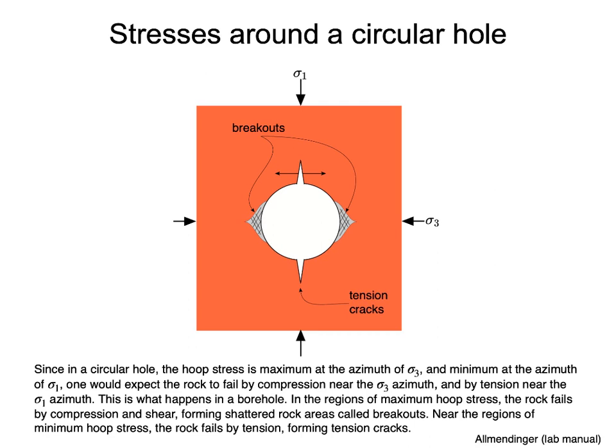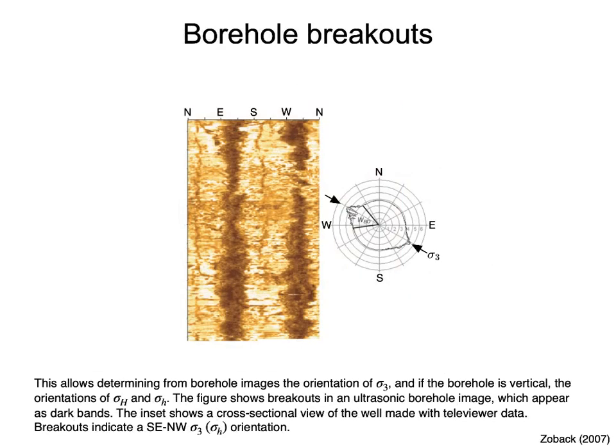Near the regions of minimum hoop stress, the rock fails by tension and develops tension cracks. This allows determining from borehole images the orientation of sigma 3, which if the borehole is vertical, is the orientation of sigma h. The figure shows breakouts in an ultrasonic borehole image, which appear as dark bands. The inset shows a cross-sectional view of the well made with televiewer data. Breakouts indicate a southeast-northwest orientation of sigma 3.